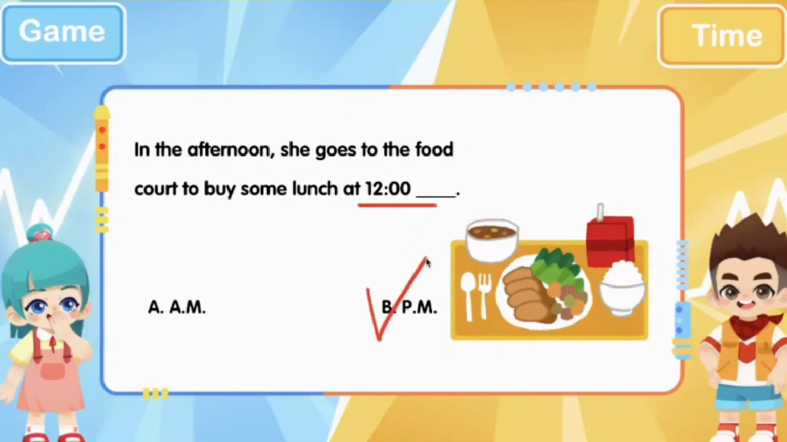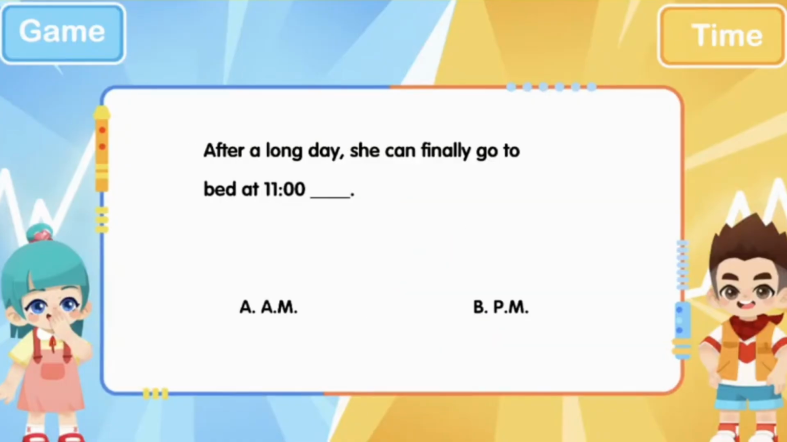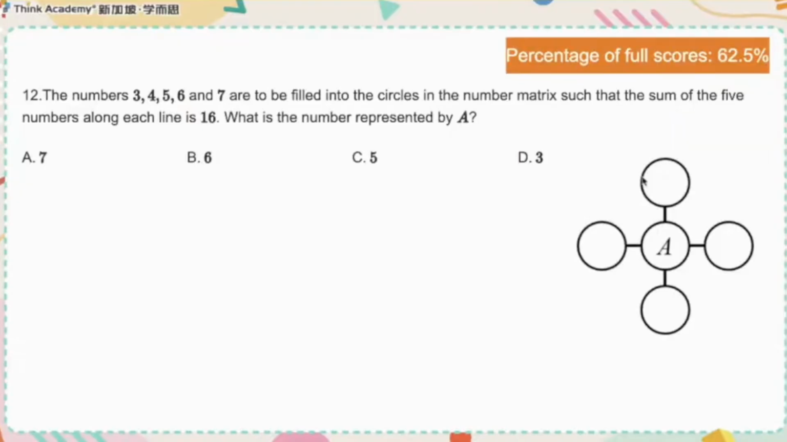p.m. A lot of you got it confused, but remember that at noon, the 12 o'clock, it is the start of afternoon, right? So we use p.m. Good job. Then after a long day, she can finally go to bed at 11 a.m. or p.m.? p.m. Good job. Okay, then everyone, this time let's move on.